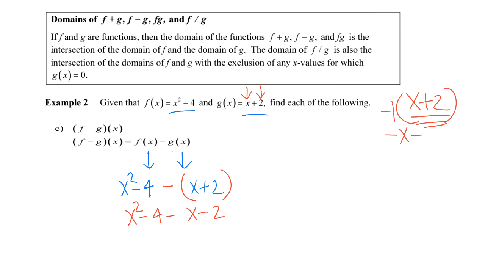So now you can combine like terms. The only things alike are the numbers that I have. So I have x squared minus x, and a -4 and a -2 is a -6. F minus g of x is equal to x squared minus x minus 6.